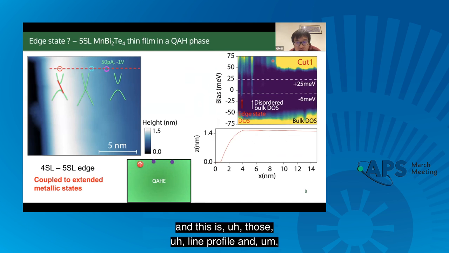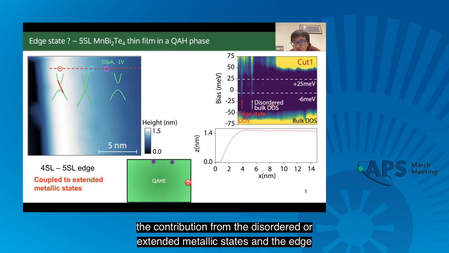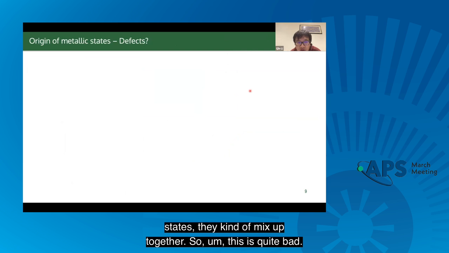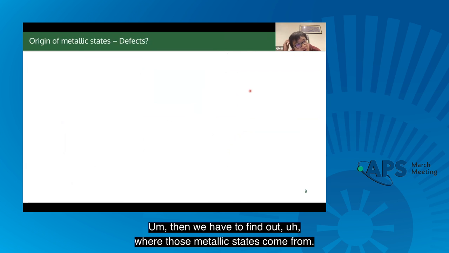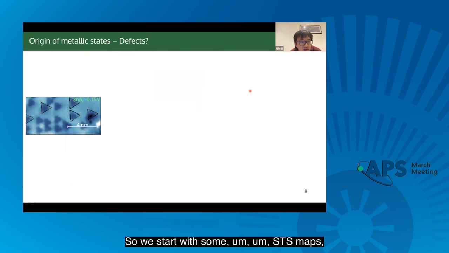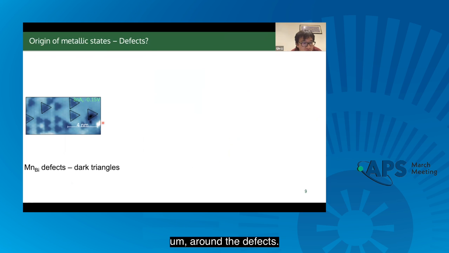This is a DOS line profile, and you can see the contributions from the disordered or extended metallic states and the edge states. They kind of mix up together. So this is quite bad. Then we have to find out where those metallic states come from. So we start with some STS maps around the defects.